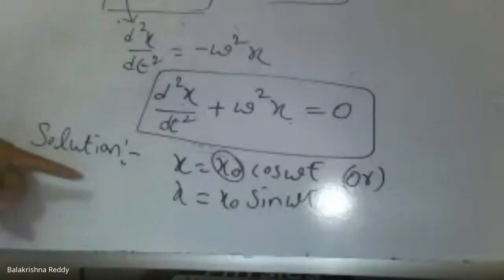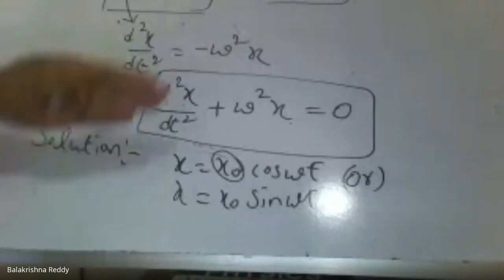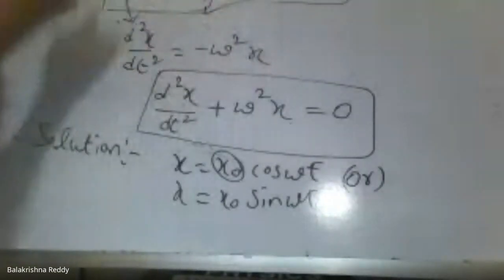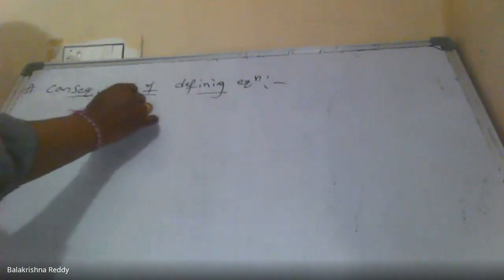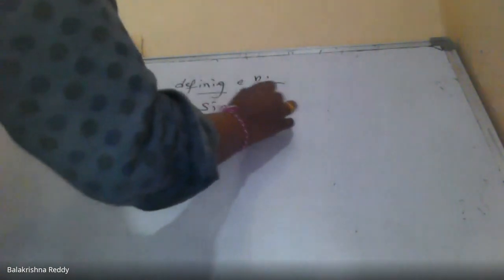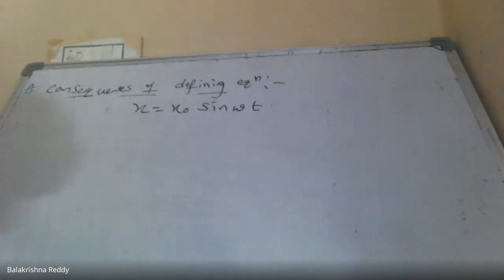If you note down this solution, by using it I'm going to tell you how we can prove a equal to minus omega square x. So now I have a solution. I'm considering x equal to x naught sine omega t. How can I proceed further with this expression? You will get to know. So I have x equal to x naught sine omega t. From this, take the first differential, the change in displacement with respect to time.